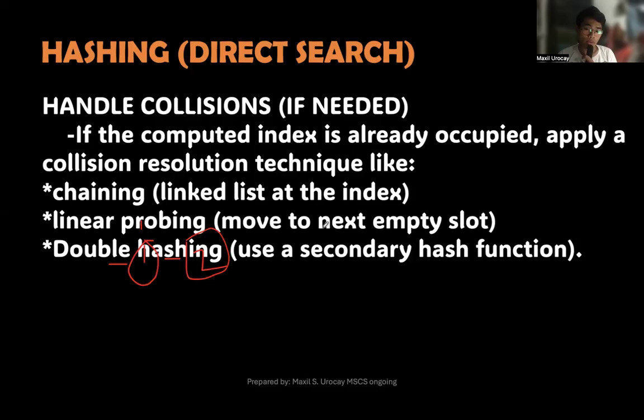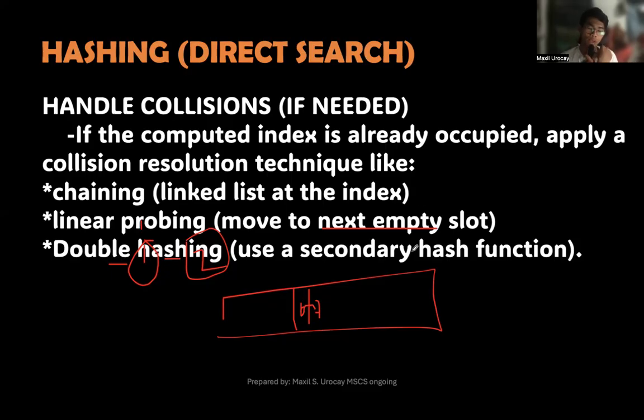But for linear probing, move to the next empty slot. Say, for example, you have 10 locations of array, then you were able to insert in six already, then you were able to calculate another element which also has six, then you will linearly probe, then you will insert that here if that is available. That's how you will deal with linear probing. So move to the next empty slot. Then double hashing is using another hash function. For double hashing, that is a different implementation as well, but we were not able to figure that out yet.